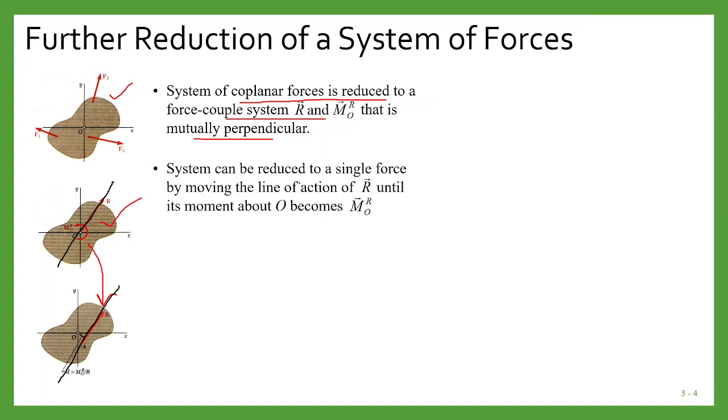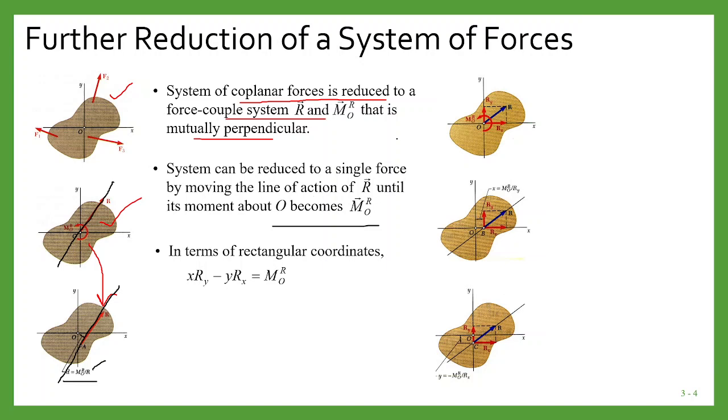The system can be reduced to a single force by moving the line of action of R until its moment about O becomes MO. So you can calculate D as D equals this moment divided by the force R. This is the reverse of what we studied in the previous videos, where we transformed a force into a force couple system. Here we are doing the reverse process: we are transforming a force and couple system into a force.